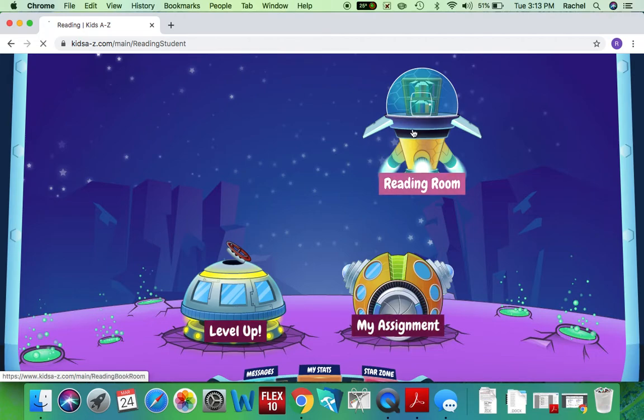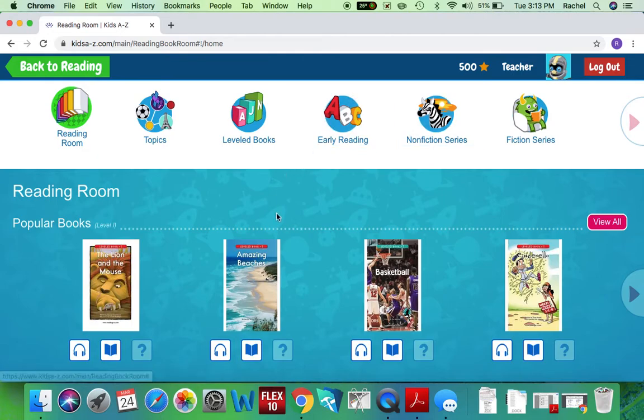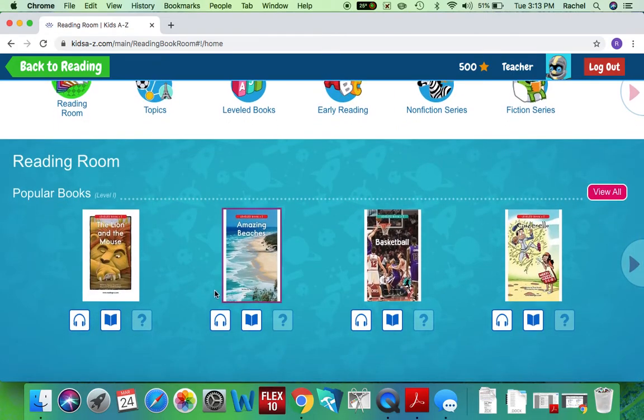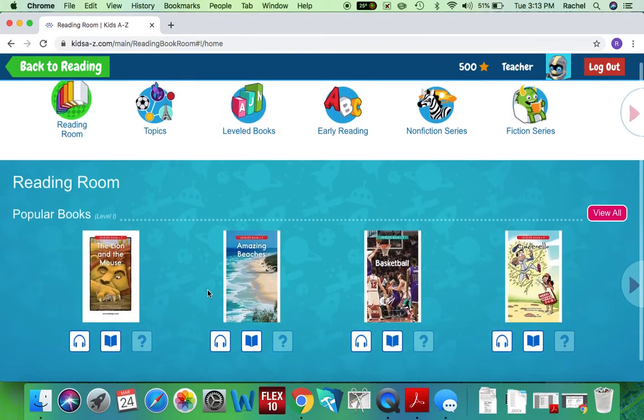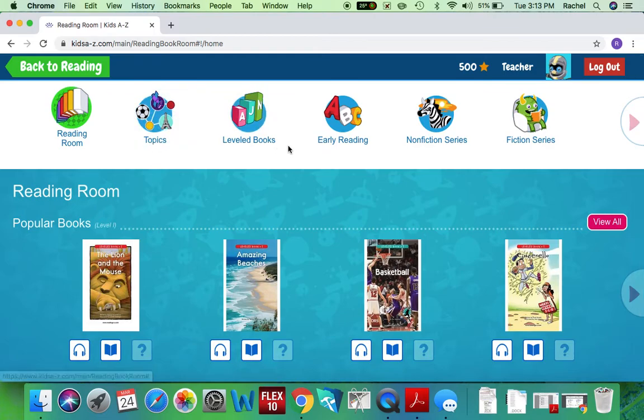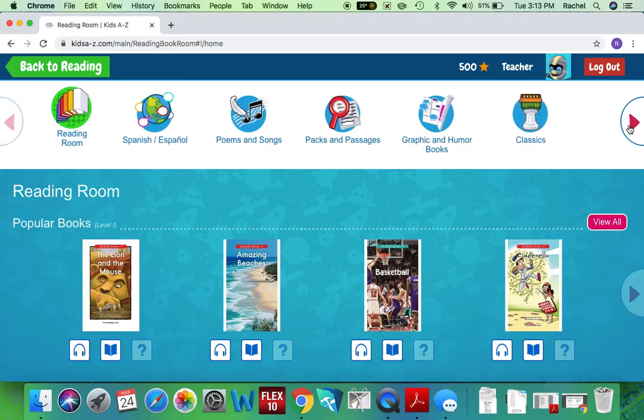In the reading room, there are books that you can read or that can be read to you. Then these should be books that you should be able to read mostly by yourself. Then also at the top, if you're looking for specific type of books like nonfiction books or fiction books, then you can use the arrow to the side and get all sorts of different books to read.